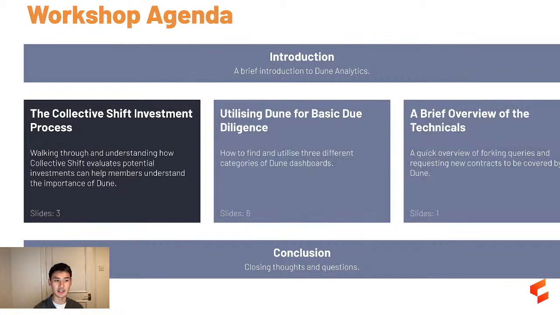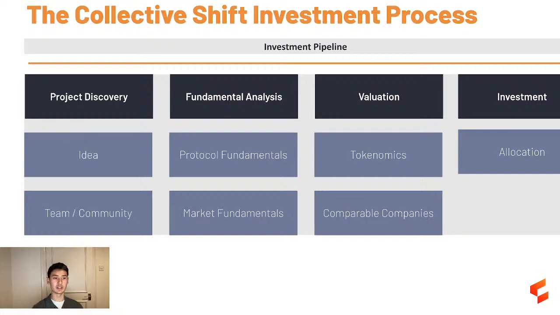So we're going to start with the Collective Shift investment process, or really what we call the investment pipeline. And so these are the different stages and the different decision-making points that we go through when making a new crypto investment. And so it starts off with project discovery, which I'm sure everyone's familiar with. We put out those videos, which are really great.